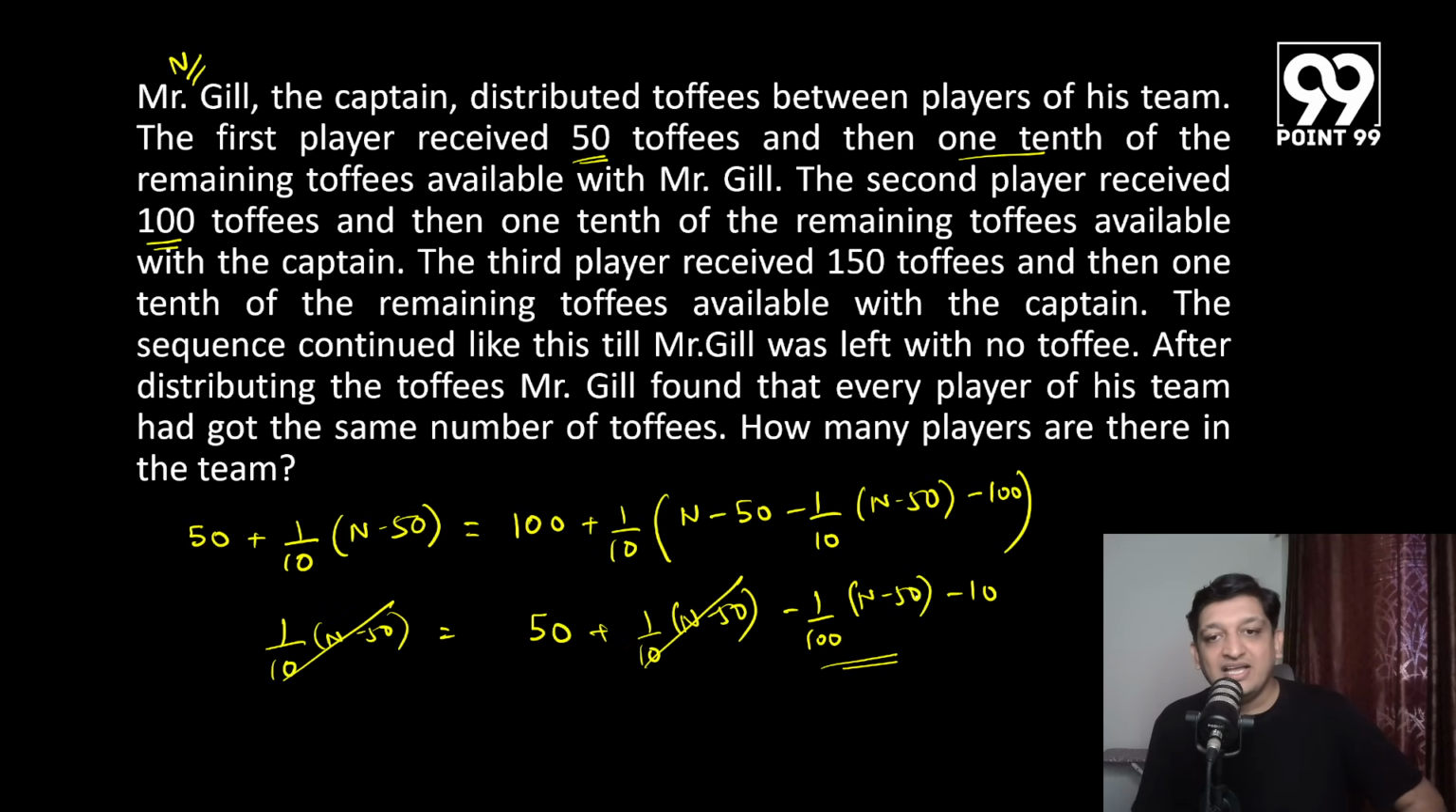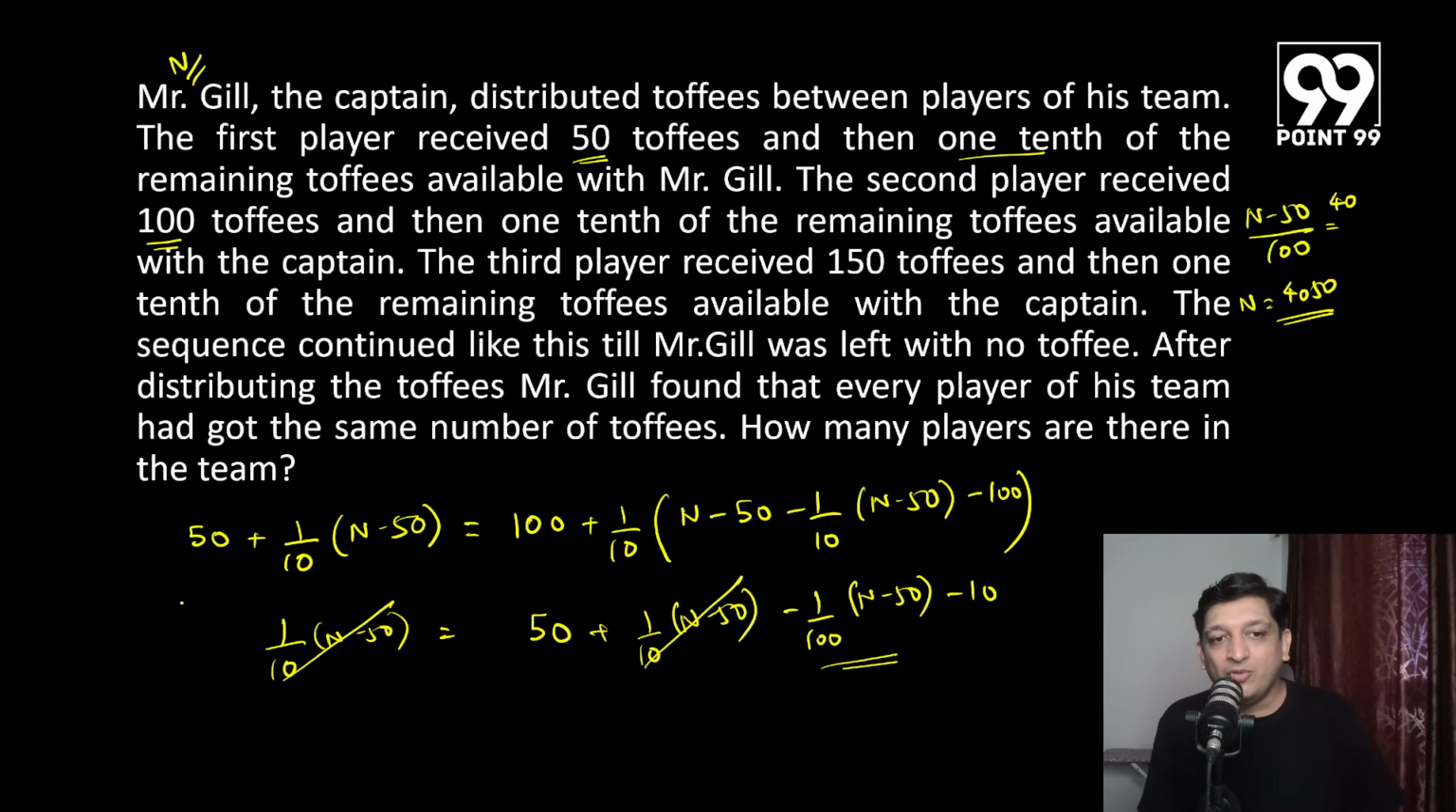So what will I get? N minus 50 by 100, I'll just write it here. N minus 50 divided by 100 is going to be equal to what? 50 minus 10, that is 40. So n minus 50 by 100 will be equal to 40. That tells me that n will be equal to 4000 plus 50, that is 4050. So Mr. Gill had 4050 toffees.